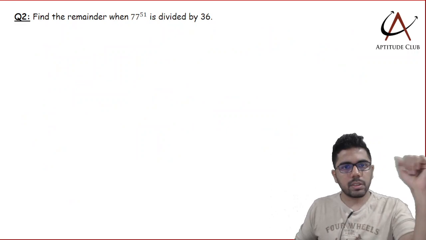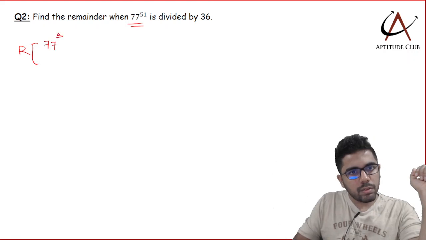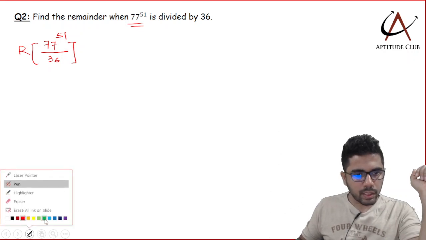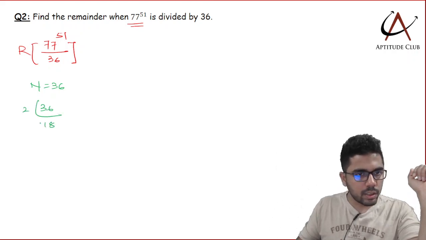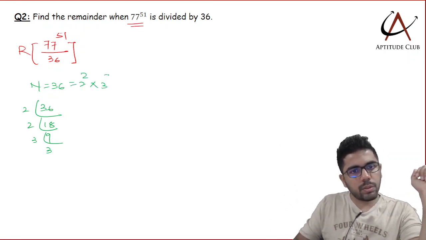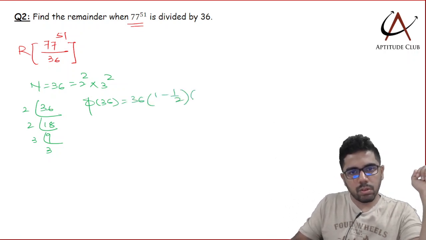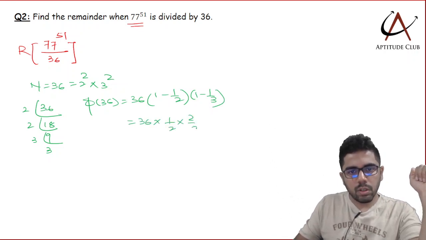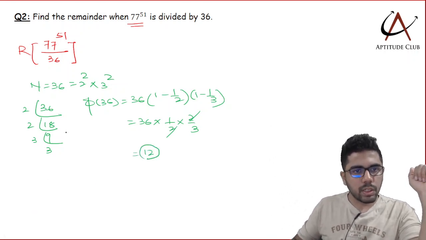Let us see another one. Suppose this one, remainder of 77 to the power 51 divided by 36. Again the same thing. First when you see the number, you have to find phi n. So n is equal to 36. 36 if you prime factorize, you get 2 square into 3 square, and then find phi of 36. So 36, 1 minus 1 by 2, 1 minus 1 by 3. So it is 36 into 1 by 2 into 2 by 3. So you get 12. Once you get 12, then you can apply it here.